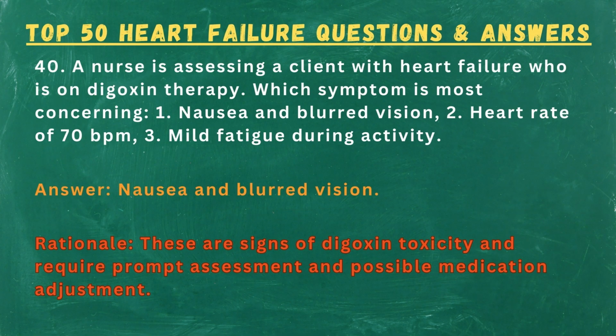40. A nurse is assessing a client with heart failure who is on digoxin therapy. Which symptom is most concerning? 1. Nausea and blurred vision. 2. Heart rate of 70 BPM. 3. Mild fatigue during activity. Answer. Nausea and blurred vision. Rationale. These are signs of digoxin toxicity and require prompt assessment and possible medication adjustment.